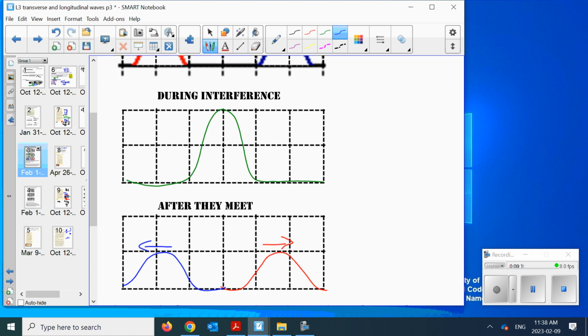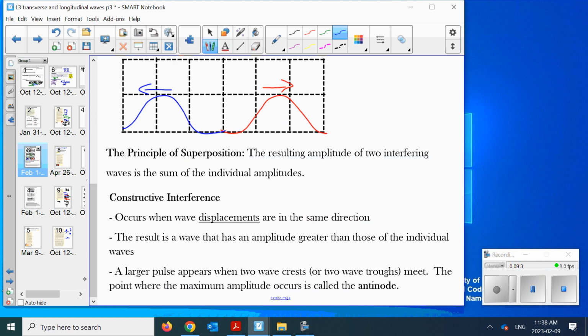Okay, I'm going to talk to you about something underneath where it's written on paper. So, superposition. The principle of superposition is that the resulting amplitude, the size of the hump, of 2 interfering waves is the sum. And this is like adding integers. 2 positives add to make a positive. Constructive interference occurs when wave displacements are in the same direction.